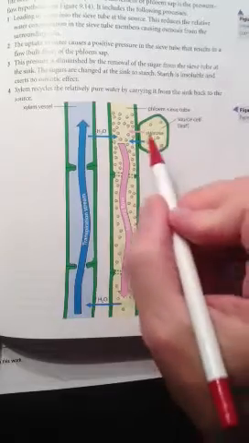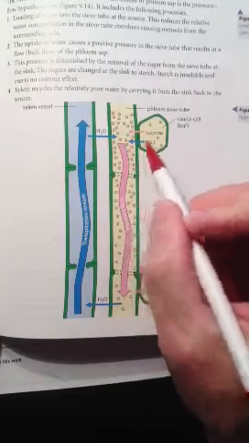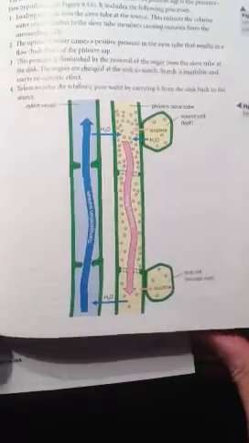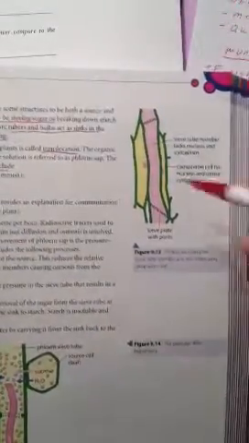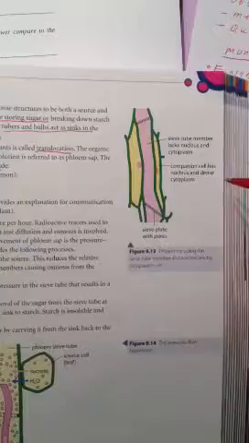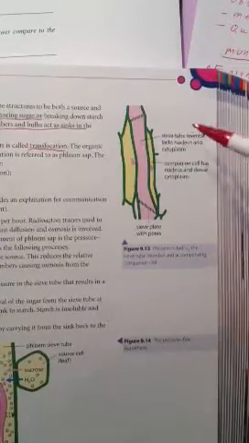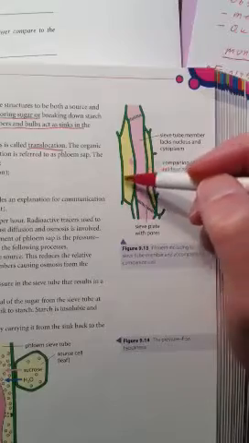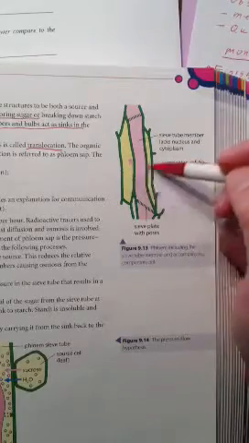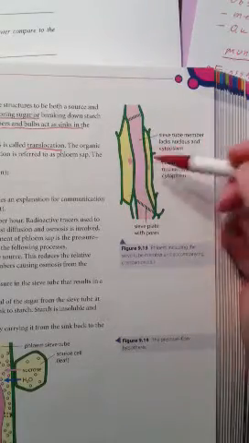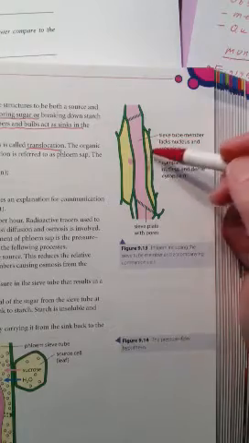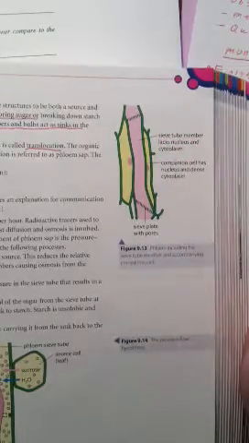Now this movement from high concentration to low concentration is active transport, and it involves the sieve tube and the companion cells. Sieve tubes are dead, companion cells are alive, and through active transport they will force sugars either into the sieve tube or the phloem, or they'll push it out of the sieve tube or the phloem.